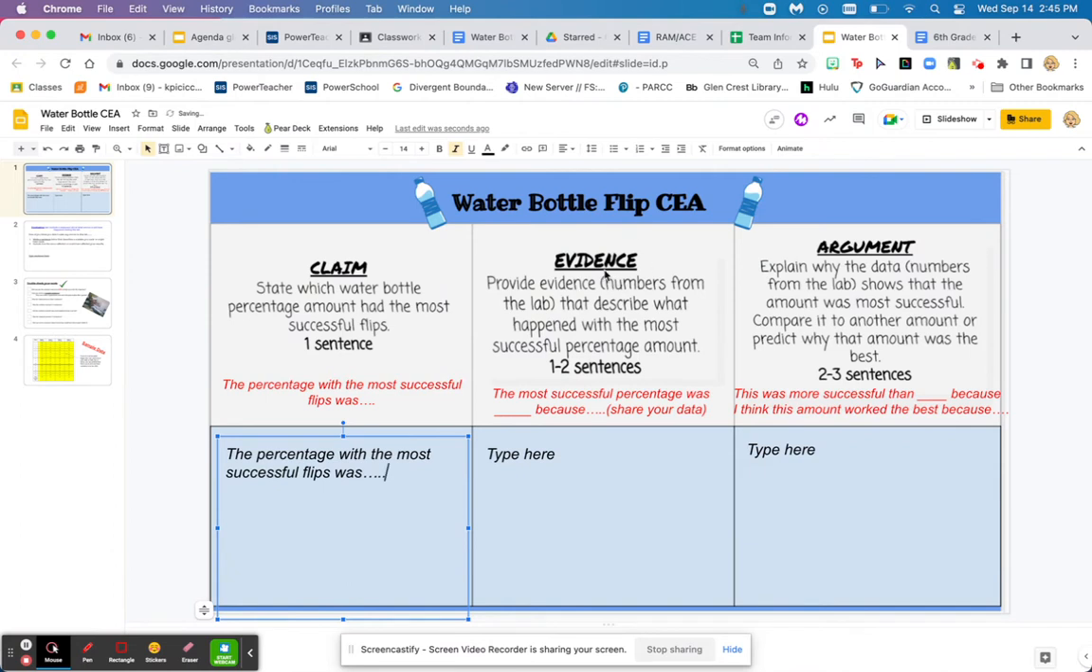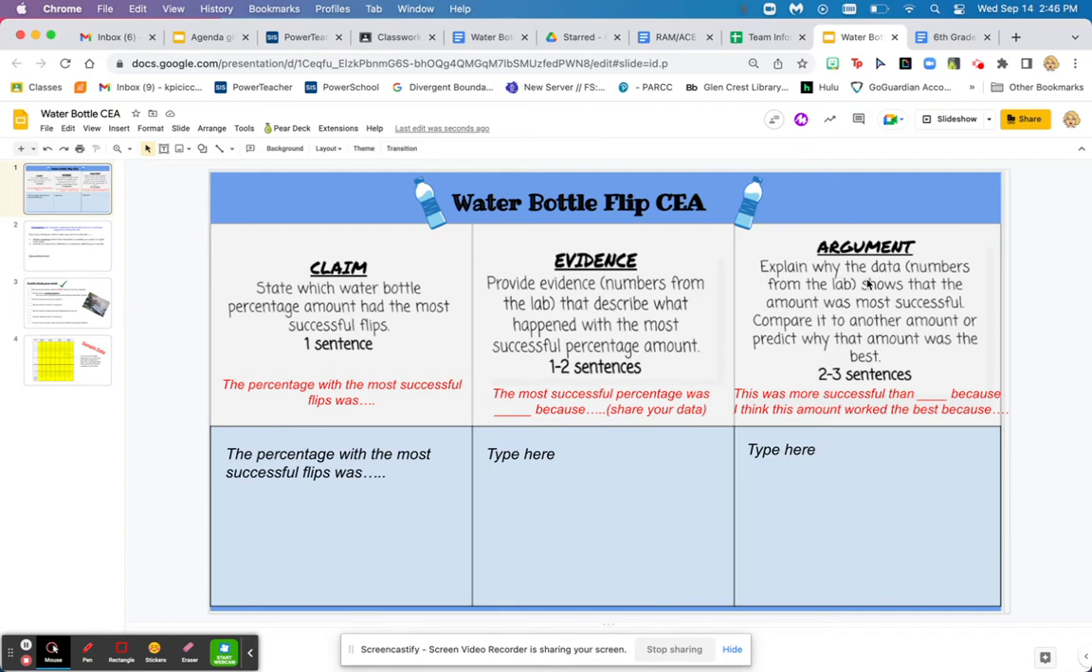Okay, then you can move on to the evidence. The evidence says provide evidence, which are numbers from the lab that describe what happened with the most successful percentage amount. Needs to be 1 to 2 sentences. So use this red sentence starter. The most successful percentage was blank because, so now you're going to say which one was your most successful percentage and why. And that why is where you share your data. You're going to share the data that you got, like how many flips were successful versus not. Okay, actual numbers from the lab.